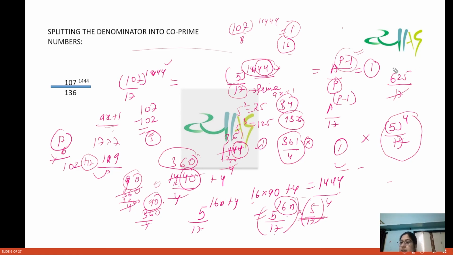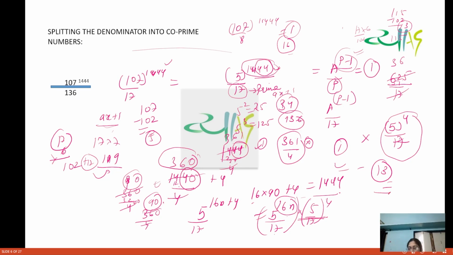I think you have to find the remainder here. So 17 into 3, you are going to get 51. So what will be left? 115. Okay, 115. So just do 17 into 6, you will get 102. And 115 minus 102 is what? 13 as remainder. So finally you got 13 as remainder. I know this became a little cumbersome process, but finally you got 13 as remainder.